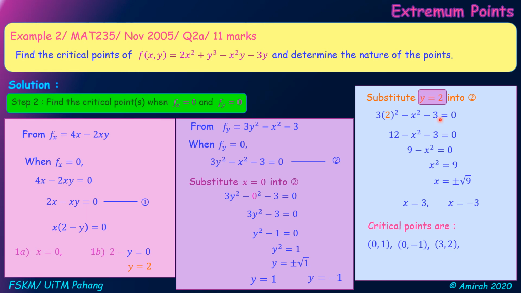And then the last critical point, when y equals to 2, x equals to negative 3. So we write coordinate of x first. So we get negative 3, 2. So these are the critical points. We have 4 critical points. If we just write positive value here and here, we only have 2 critical points. That's why it is important to write plus minus sign when we solve y squared and x squared, so that we will get complete answer.